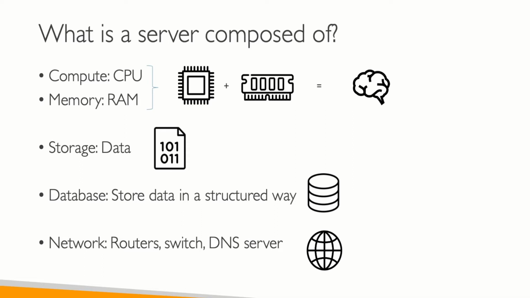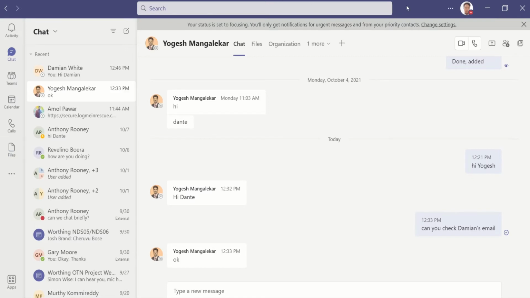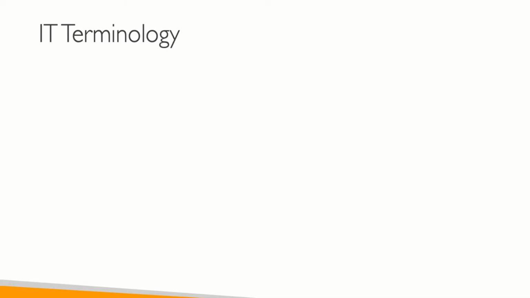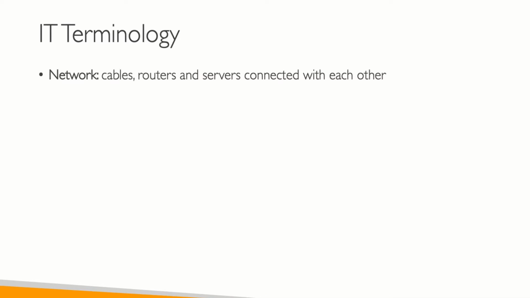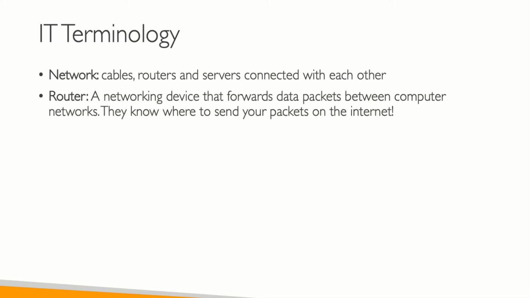All these things are going to be super important going forward because the cloud is going to be giving these things for us on demand. So if we just want to define a little bit of IT terminology before we get started, the network is a bunch of cables, routers, and servers that are connected with each other. And the router is a specific device that will forward the data packets between computers in the network, and they will know where to send your packets on the internet, just like your post-delivery service.